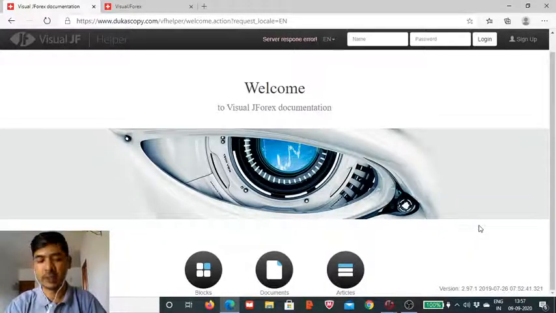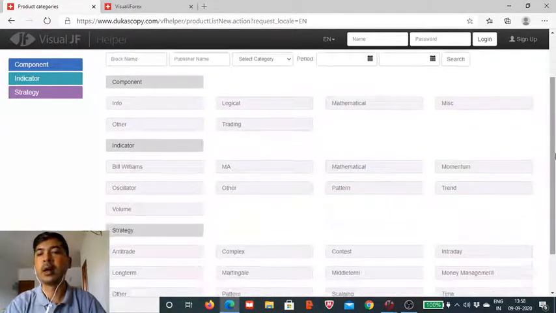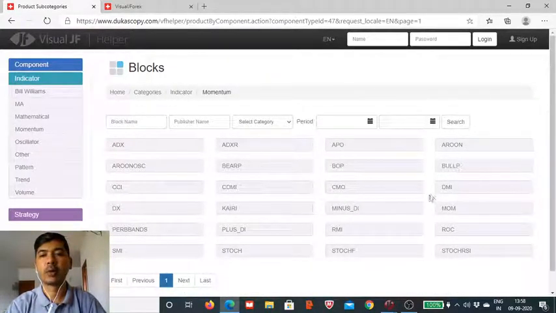Today's session of Visual JForex, in which we are going to see the use of DMI, Directional Movement Index. This is an indicator which is used to determine the trend as well as the strength of trend of any underlying instrument. So we will see how we can use this momentum indicator for our advantage to build the automated algorithmic setup using the Visual JForex platform developed by the Dukascopy Bank SA.